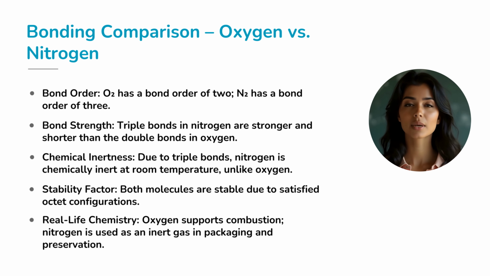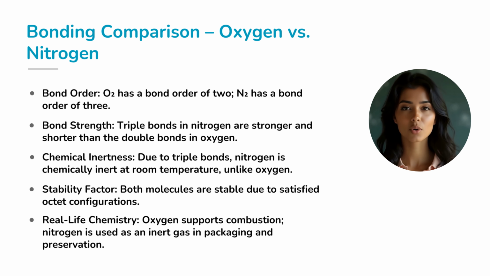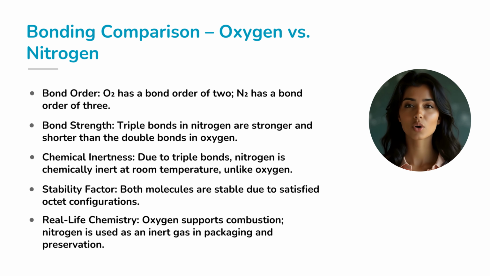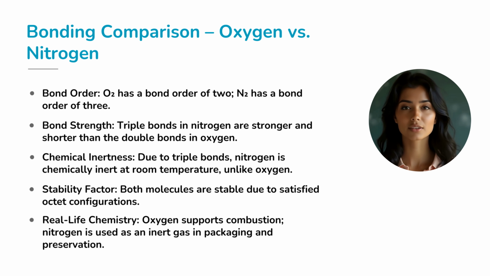Now, let's compare the bonding in oxygen and nitrogen molecules. First, bond order. Oxygen has a bond order of 2 due to its double bond, while nitrogen has a bond order of 3 due to its triple bond. Second, bond strength. Nitrogen's triple bond is stronger and shorter than oxygen's double bond. That's why nitrogen gas is less reactive.